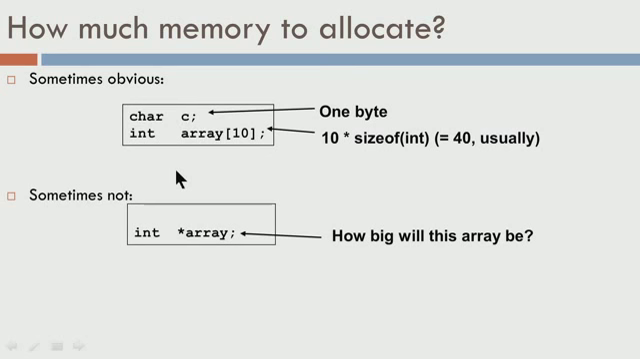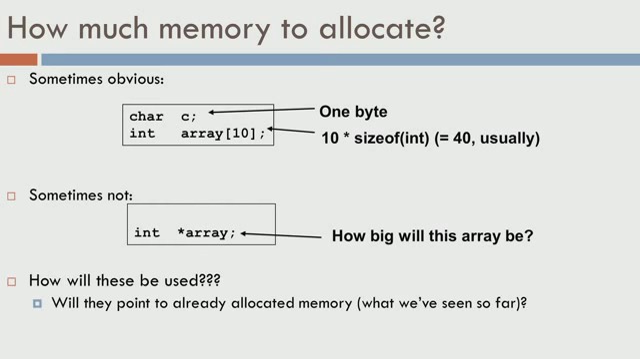However, sometimes we do not know how much memory to allocate. So, if I have int star array, we may not know how big the array is going to be. It is a pointer to an integer right now. Is it pointed to just one integer? Is it a pointer to 10 integers, 100 integers, 1 million integers? We do not know that yet. All we know at this point of time is that it is a pointer to an integer. So, how do we use this?